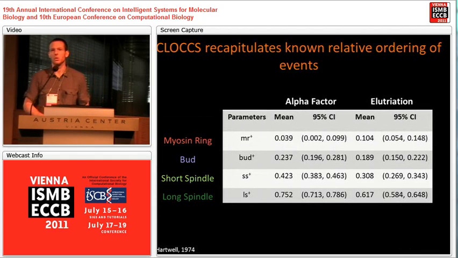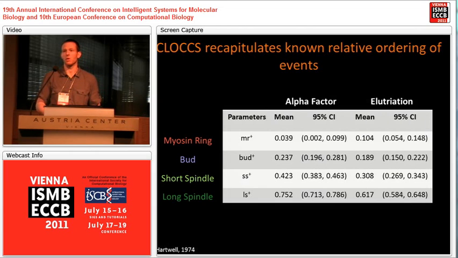So CLOCCS also recapitulated the relative ordering of the appearance of certain markers consistent with what was already known in biology. Now, I need to point out that the relative order was known, but that the absolute time at which these events happen is not yet known, or at least is not well worked out. So for both the alpha factor and elutriation, we saw this same pattern of relative ordering.